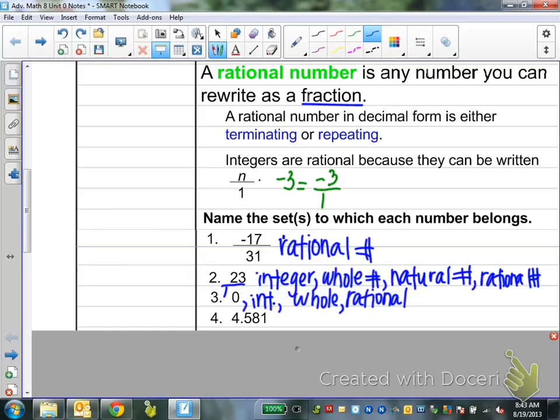The last one I want to show you is 4.581. Does this fall into integer, whole number, or natural number? No. Why? Because it has decimals. But does the decimal go on forever and ever? No, it stops. So it is a terminating decimal. Are terminating decimals rational numbers? Yes. So this only falls in the rational number category. Okay?